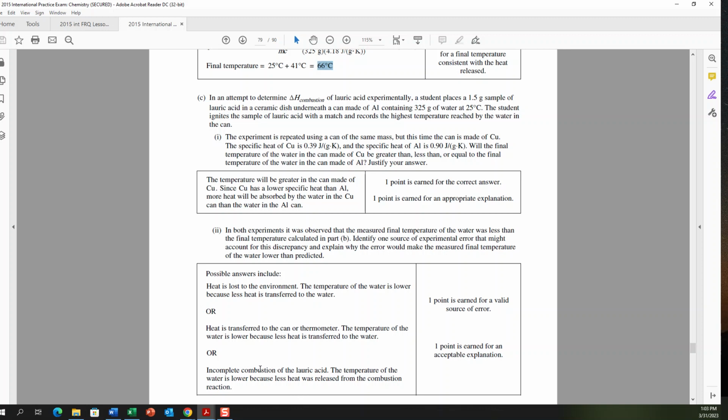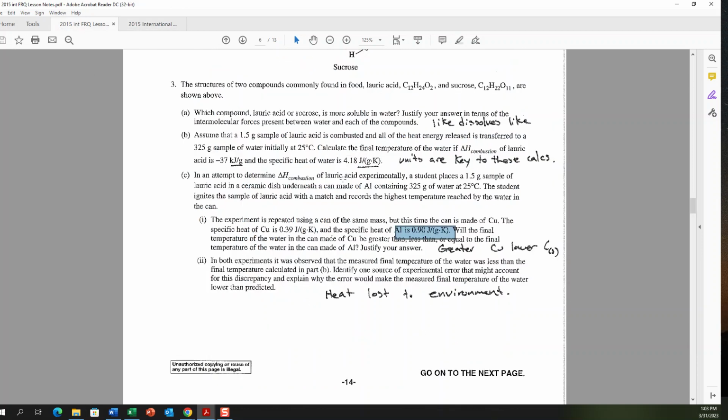Incomplete combustion. That would be a good one. That's not one we really talk about too much, but yeah, I think the main thing is, hey, we didn't account for any heat loss to the calorimeter. We didn't account for any heat loss to the environment. We didn't account for heat loss to the thermometer. Okay.